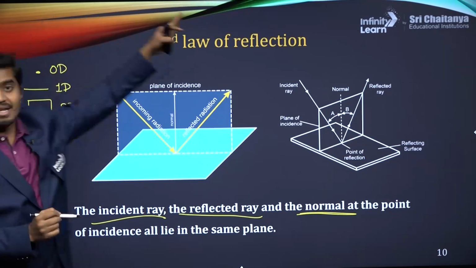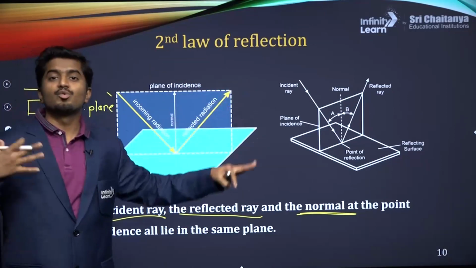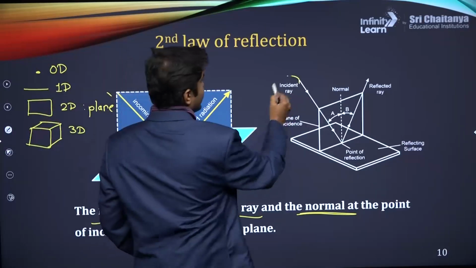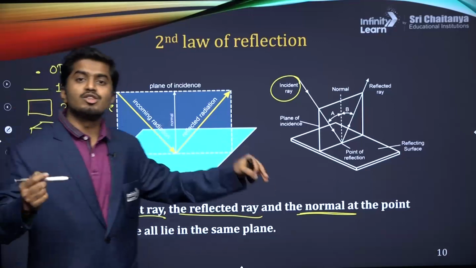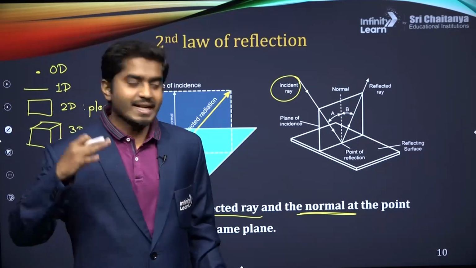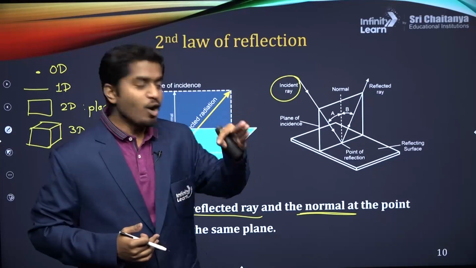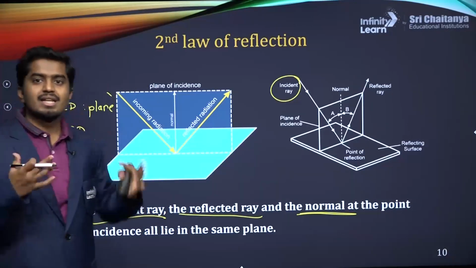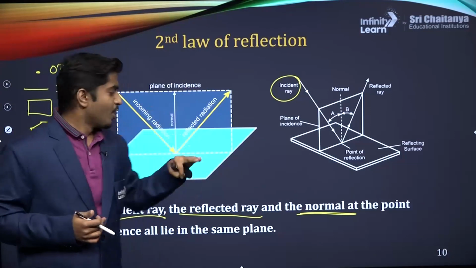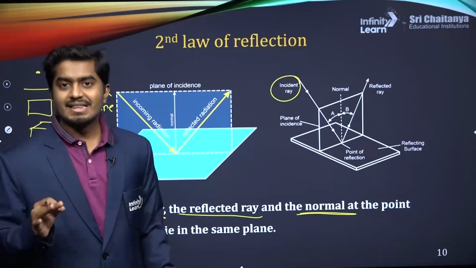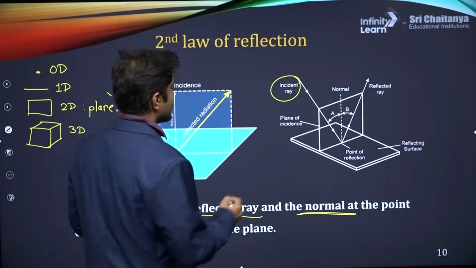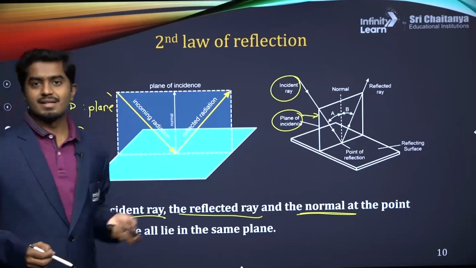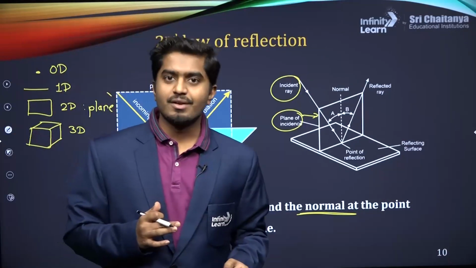For example, can you see the screen? This screen is a 2-dimensional shape. Now if this incident ray is on the screen, and if the normal is also within the screen, then the reflected ray will not come out or go into the page. It will always be within this plane. That is called the second law of reflection. All these three always lie in the same plane of incidence. So this one is called the plane of incidence. Even this one, plane of incidence. So these are the two laws of reflection.